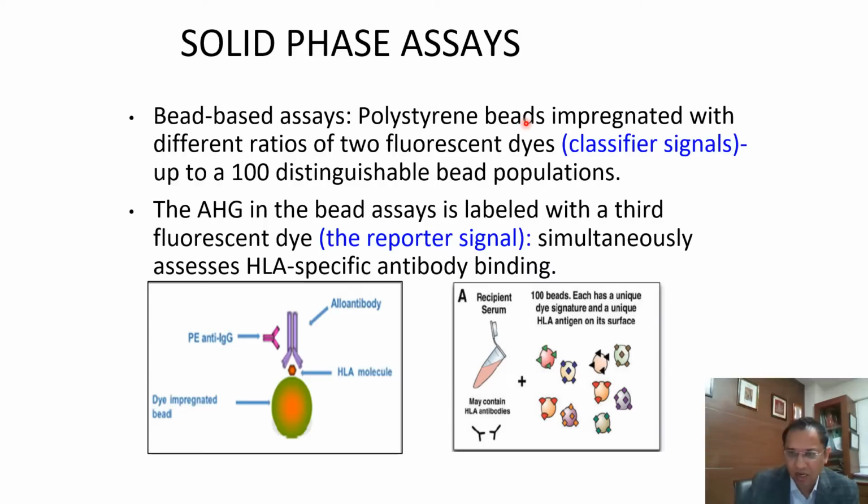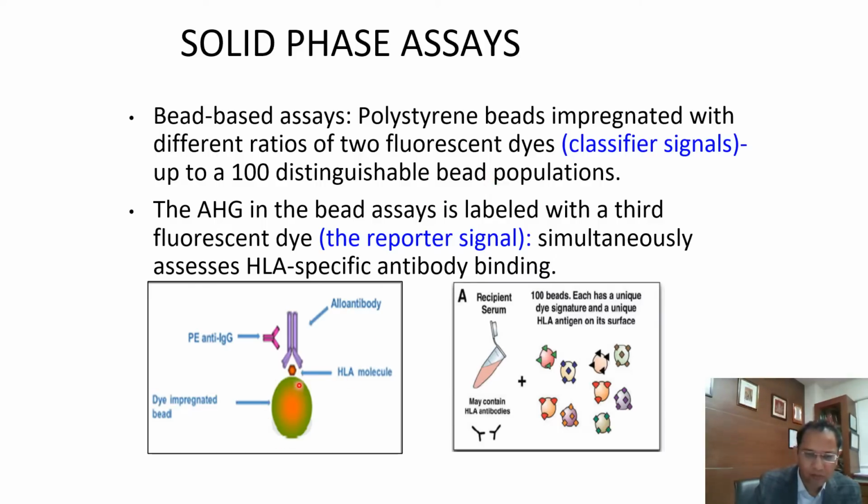Polystyrene beads are the beads that are impregnated with different ratios of two fluorescent dyes, and this is known as a classifier signal. So when the laser hits these fluorescent dyes, it gives a classifying signal, and almost 100 distinguishable bead populations can be distinguished here. So this is one, and secondly you have a secondary antibody which is coated, and this is labeled with the third fluorescent dye, which is the reporter dye. This simultaneously assesses the HLA specific antibody binding. So this will tell you about the bead itself with that HLA antigen which is coated, and this will tell about whether the antibody is present in a specific strength or not.